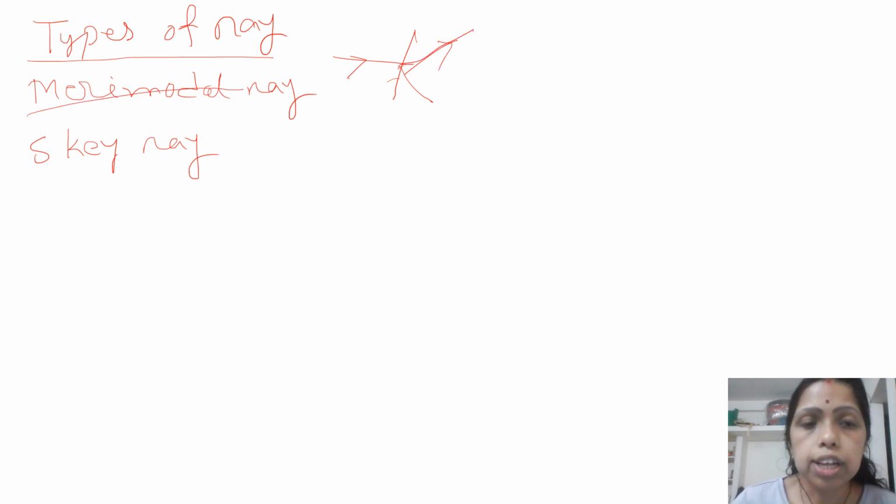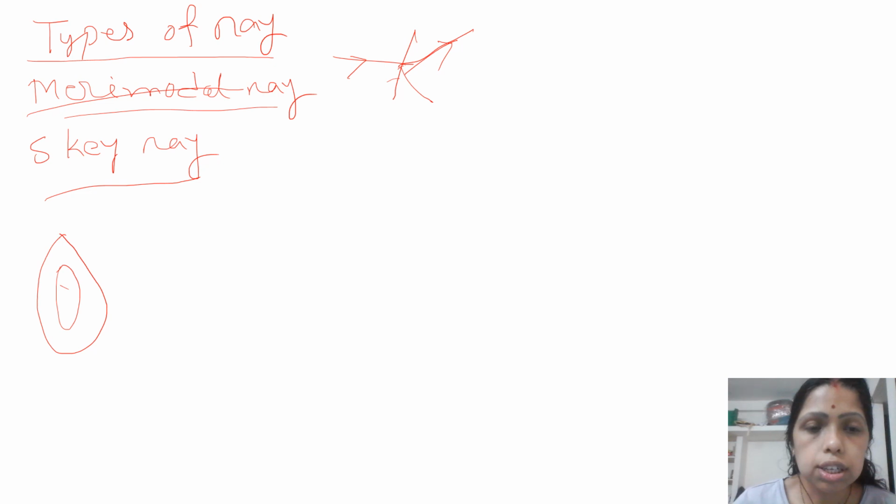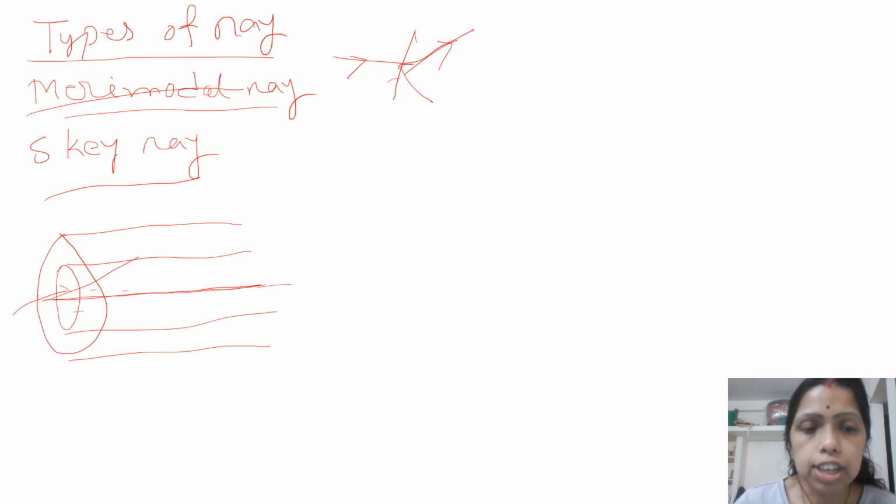So what will happen in the case of the meridional ray and in the case of the skew ray? Here you can see, in the case of the meridional ray, what will happen when light is incident on the fiber? This is called the fiber axis. Light should follow total internal reflection. There is a refractive index eta 1 and a refractive index eta 2. When light is incident on the interface of the core and cladding at an angle with the fiber axis, it can propagate through the fiber and it should follow total internal reflection.